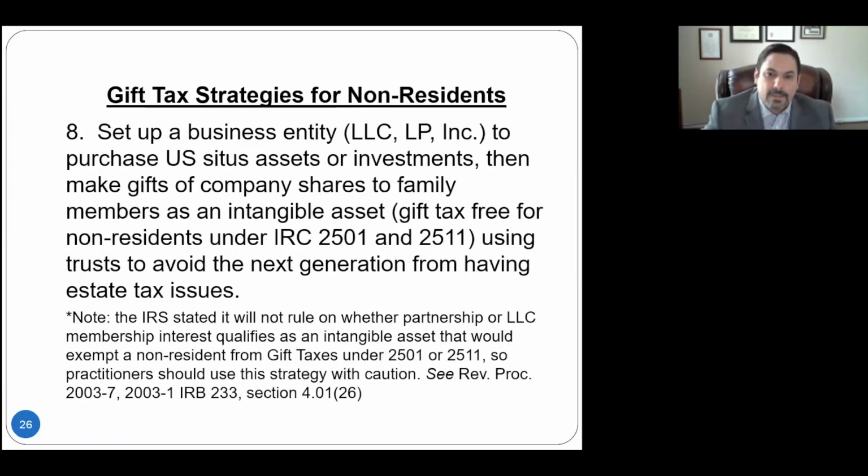So again, this is the strategy that I just outlined: set up an LLC, corporation, or LP to purchase U.S. situs assets, and they make gifts of company shares to family members. And again, that's under the safe harbor of gifting intangible assets, gift tax free for non-residents under the code. In addition, it knocks out estate taxes for the subsequent generations, as long as those irrevocable trusts own the corporate shares. Now, a caveat: when it comes to gifting partnership interests or LLC membership interests, the IRS's position is they don't want to make a ruling if this qualifies as an intangible asset for non-residents.